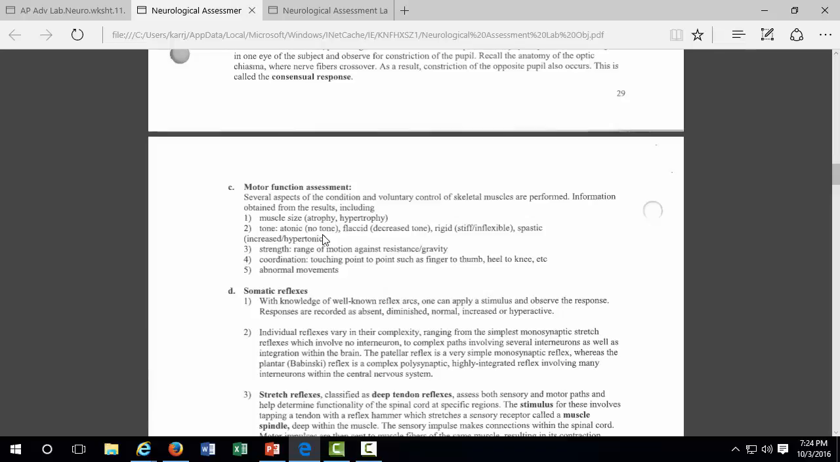And then coordination: touching finger to nose, or dragging the heel from the ankle to the knee, the opposite heel from the ankle to the knee and back down again. That's a coordination test. And then asking them to just simply walk on their heels, walk on their toes back and forth, looking at that coordination. Can they do it without stumbling? And does it look symmetrical on both sides? And then you're just looking for abnormal movements.